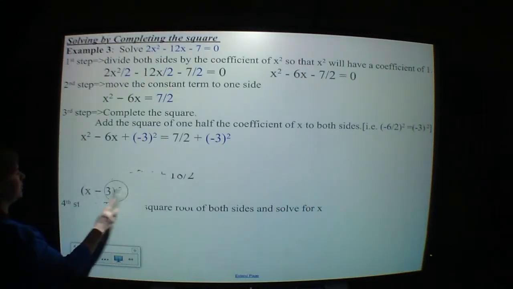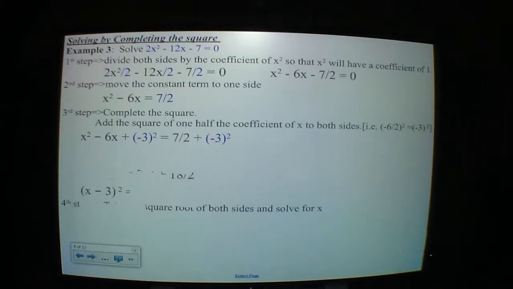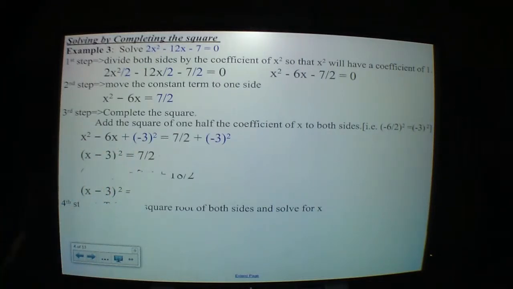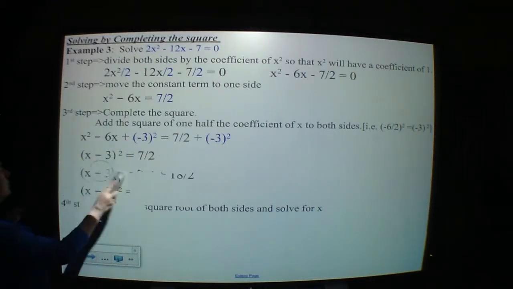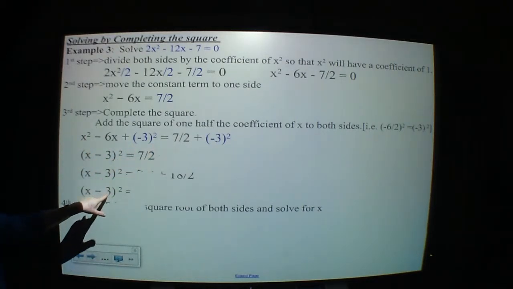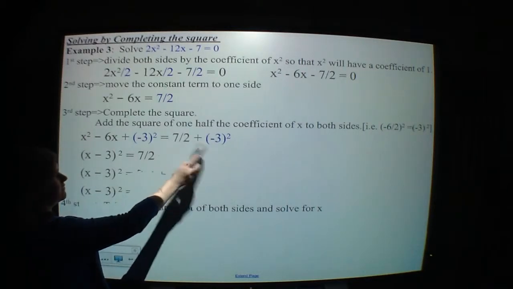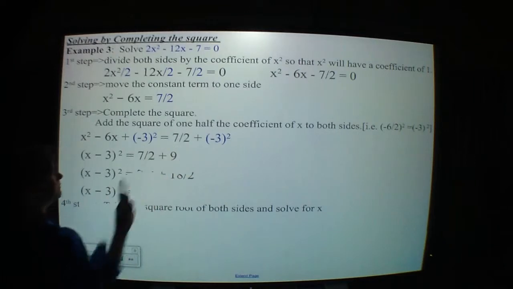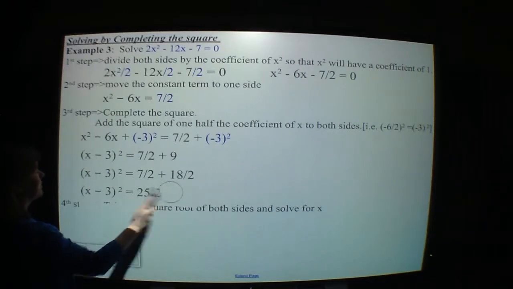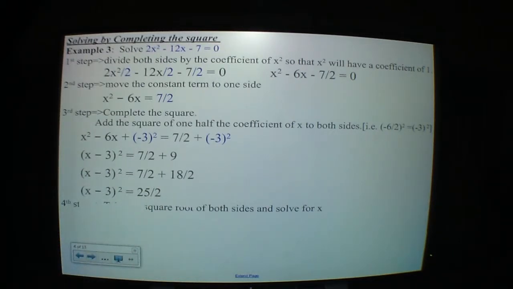This factors into that. You do not need to multiply it all out and then do the 2 sets of parentheses. It's always this number without the squared and this number without the squared, minus 3. The right side, I have 7 halves plus 9, and 9 is 18 halves. 18 plus 7 is 25 halves. And now it's a perfect square like that last one.